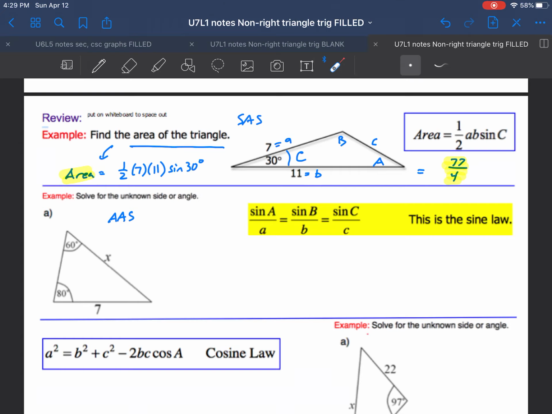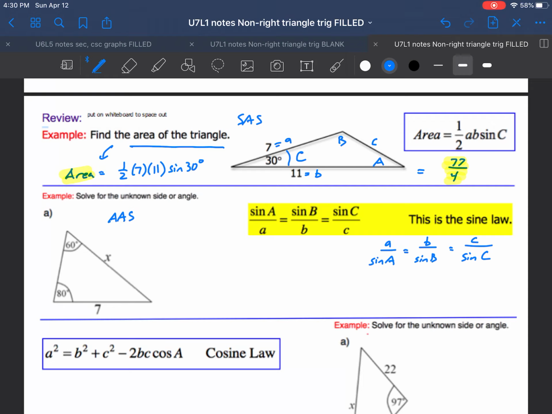With this setup, the way we want to work it is we want to use the sine law. Basically it says if you have the sine of some angle over its corresponding side, so for example sine A over a, that ratio is equal to the sine of angle B over side b, and that's also equal to the sine of angle C over side c. We also could flip these, so we could also say that a over the sine of angle A is equal to b over the sine of angle B, which is equal to c over the sine of angle C.